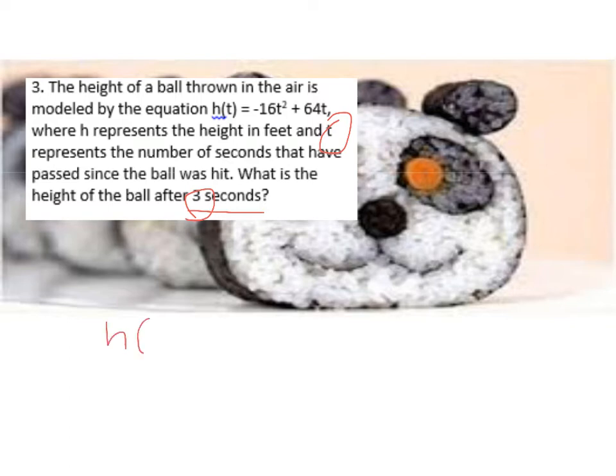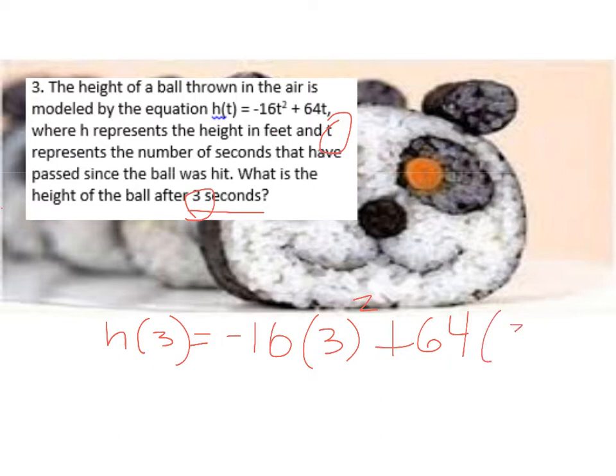Are you ready for this? I'm going to rewrite our equation. Actually, let me back up and erase a little bit. Okay, so we know we're plugging in 3, so we're going to call it h of 3, and we're going to have negative 16 times 3 squared plus 64 times 3. So we got to follow order of operations here and square first. That's going to give me a 9. So we have 9 times negative 16 plus 64 times 3, which by the way is 192.